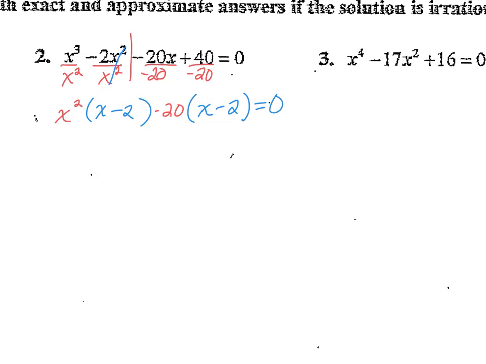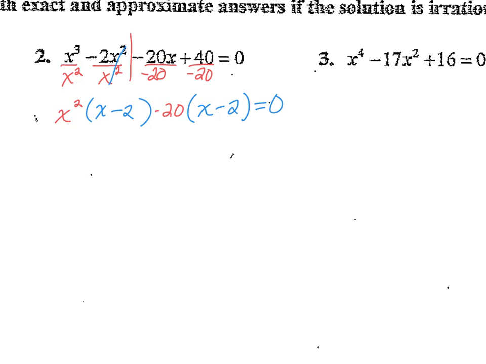Sorry about that. So essentially we're going to do a second greatest common factor. This is a factor and this is a factor because they are being multiplied. Negative 20 is a factor and this is a factor because they're being multiplied. So this term and this term have an x minus 2 in common.